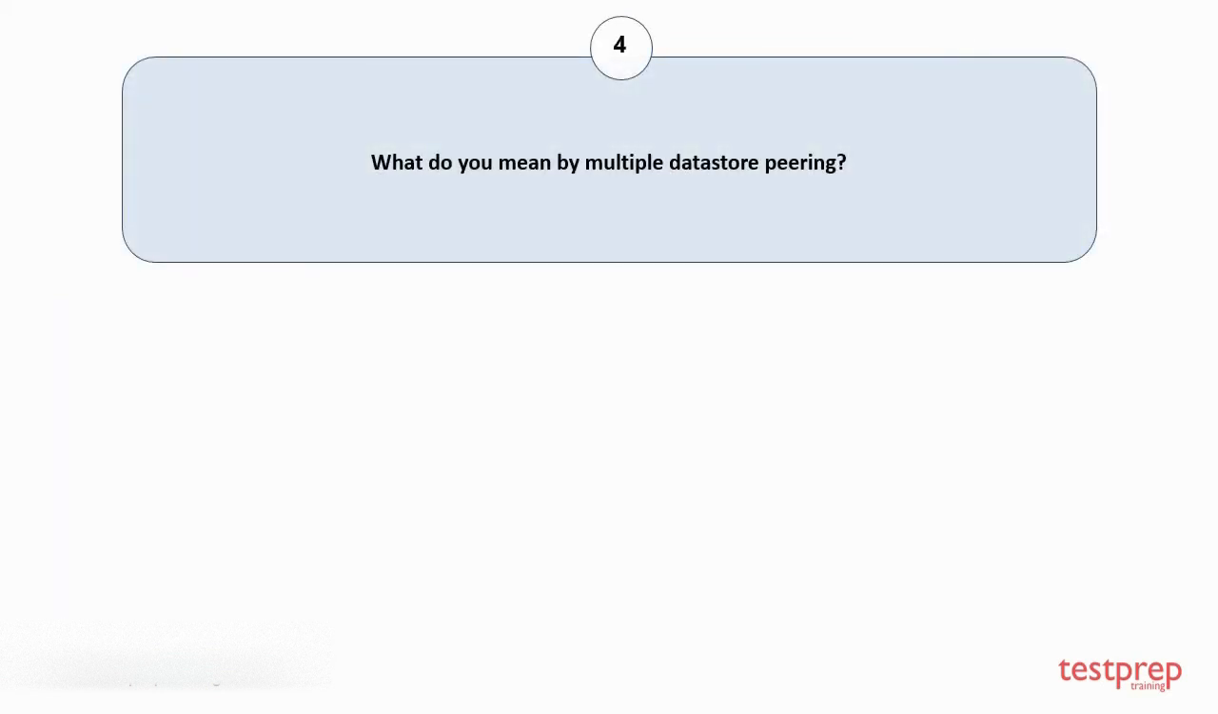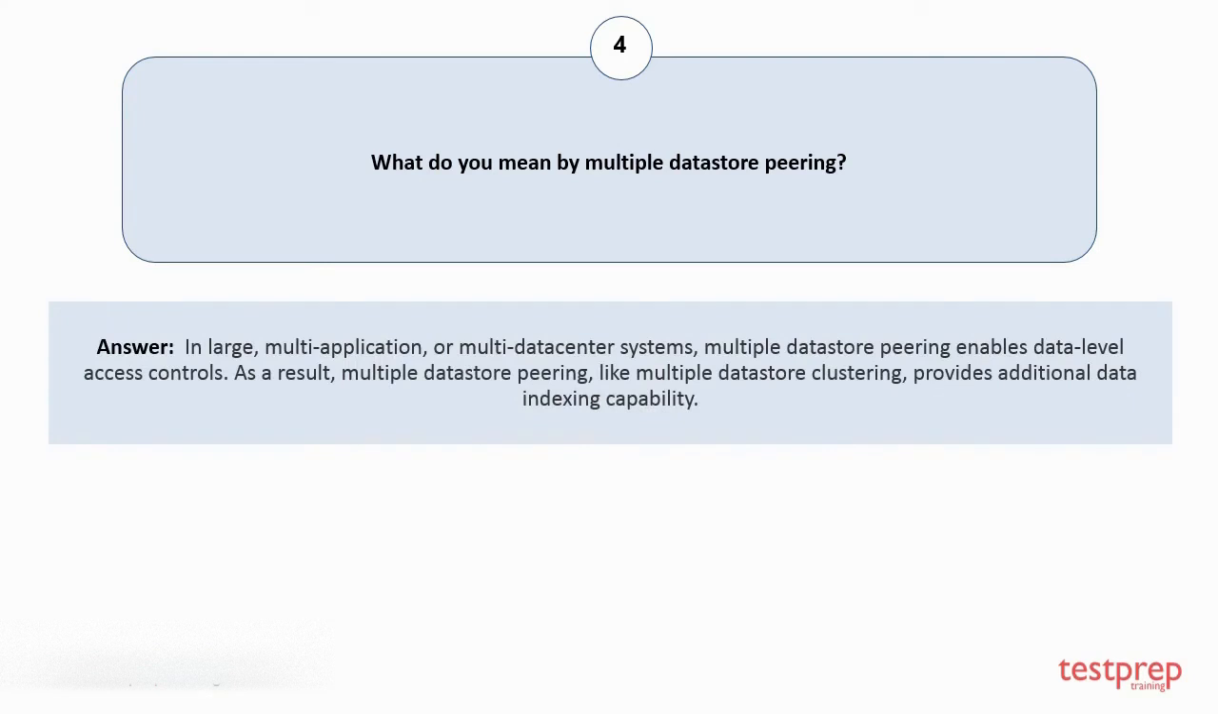Question number 4, what do you mean by multiple data store peering? Your answer is in large, multi-application, or multi-data center systems, multiple data store peering enables data-level access controls. As a result, multiple data store peering, like multiple data store clustering, provides additional data indexing capability.